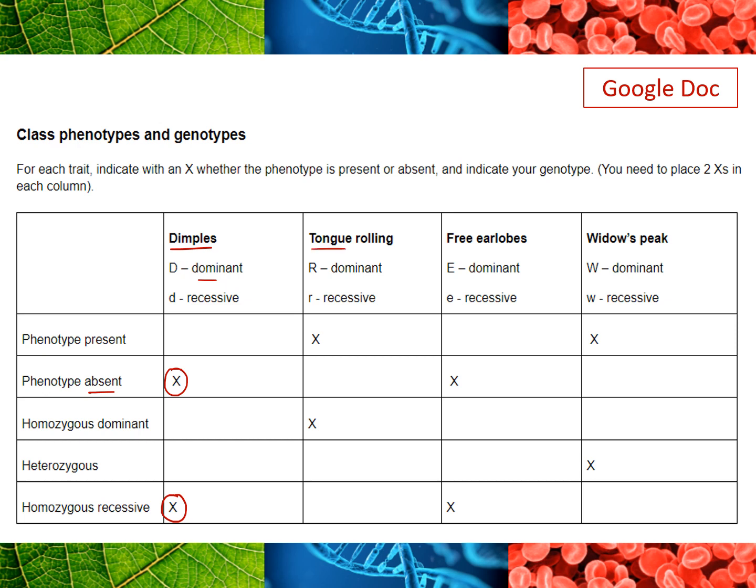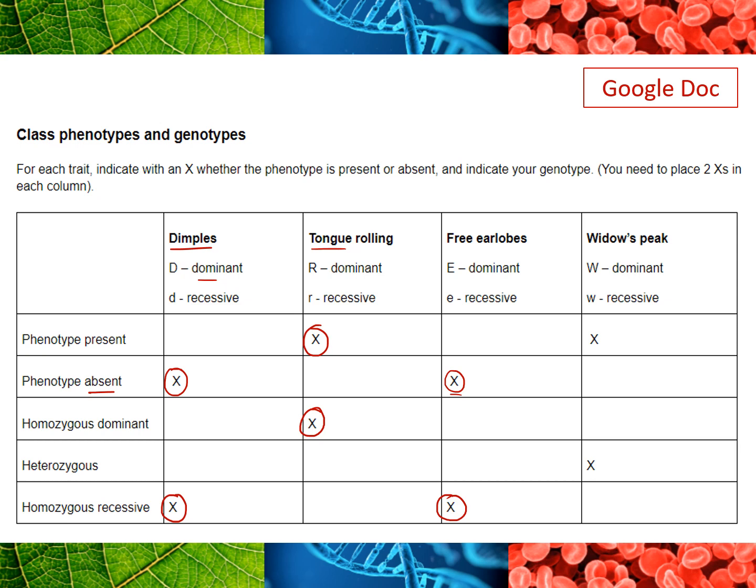Tongue rolling, I can roll my tongue, so I've put an X here for that being present. Now, both of my parents can roll their tongue, so I'm going to assume that I'm homozygous dominant. That's just for this activity, how I want this to work. Free earlobes, so my earlobes are not free. My earlobes attach to my neck, which means that phenotype is absent. And again, because it is absent and having free earlobes is dominant, I must be homozygous recessive.